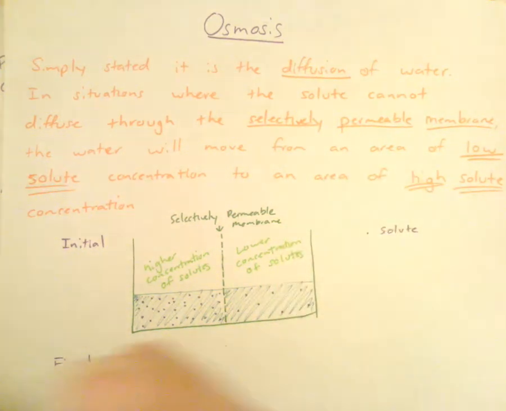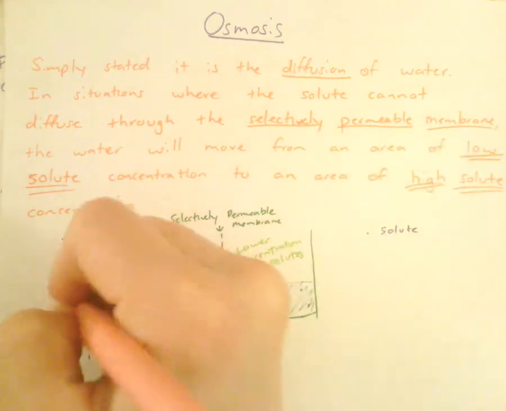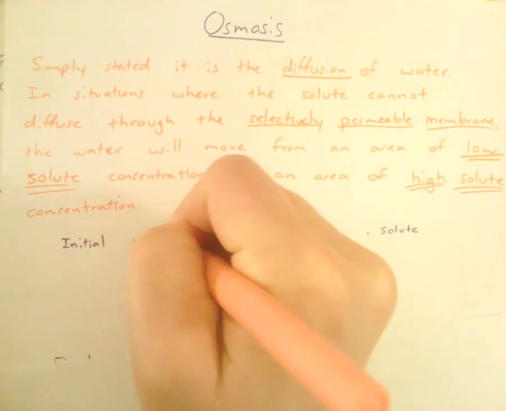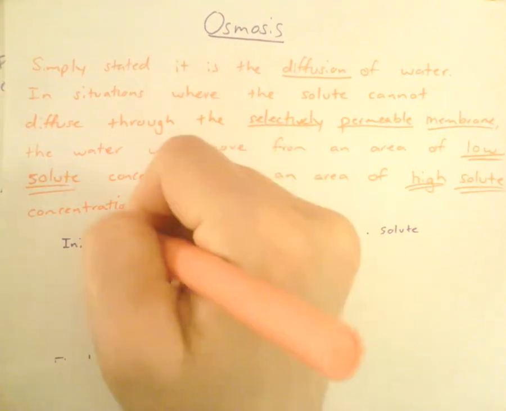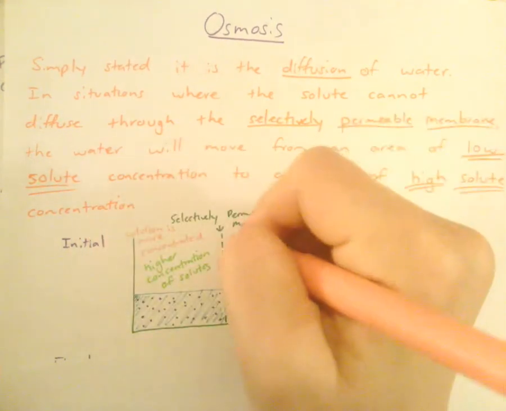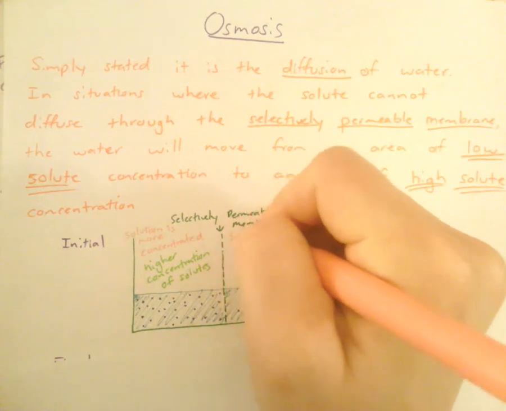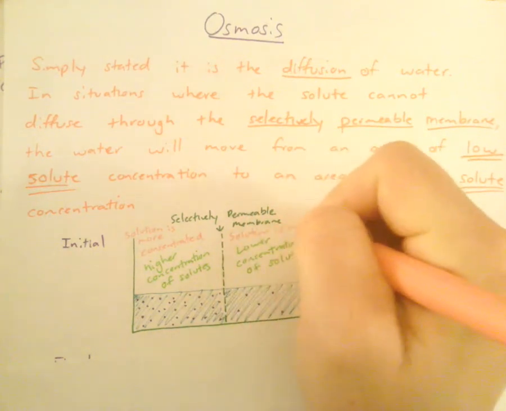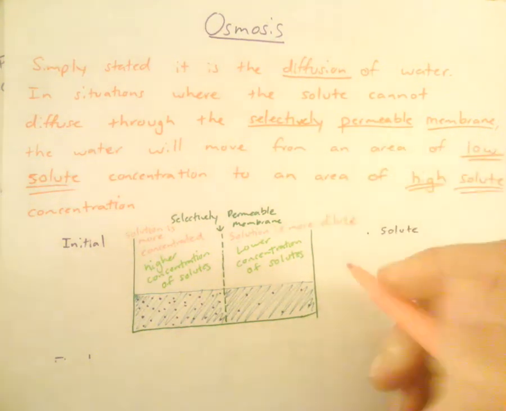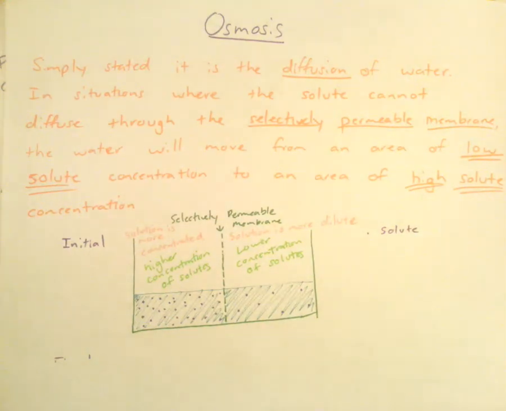Okay, so another way that we could say that same information is that the solution on this side is more concentrated. Okay, all right, the solution is more concentrated, and this solution is more dilute. So that means there's just fewer particles, okay, on this side than there are on this side.